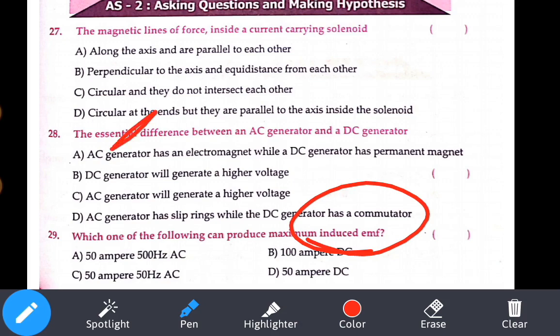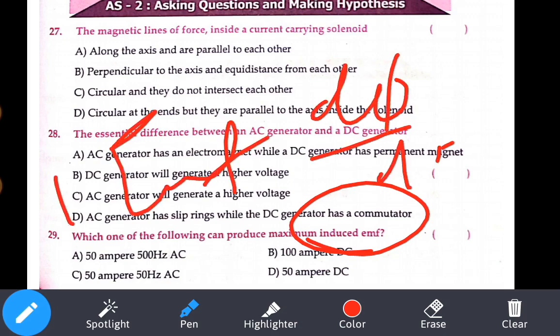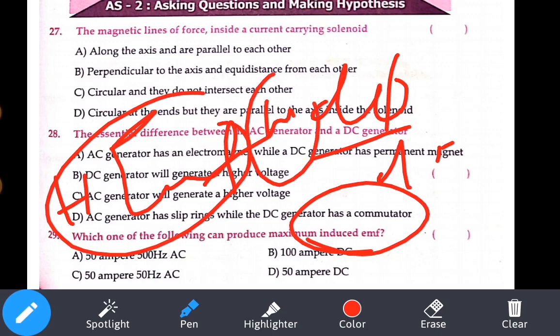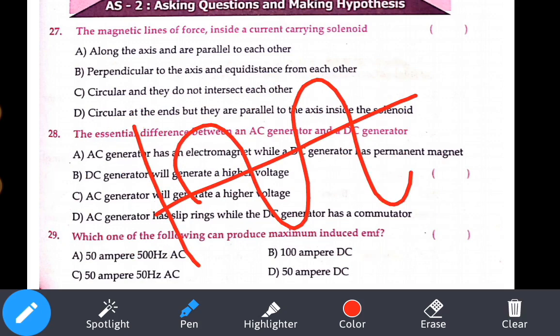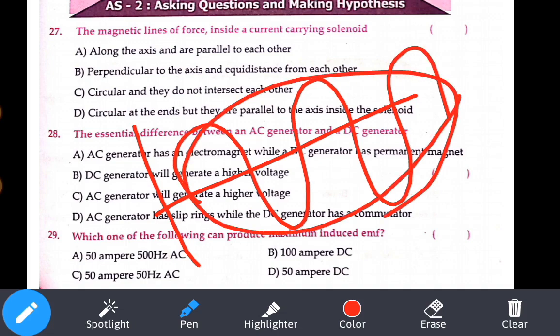EMF will be generated when there is a change in the flux. High EMF will be generated when there is a maximum change in the flux, then maximum EMF will be induced. So change in the flux means what? If you take frequency, frequency is nothing but the number of cycles per second. So when the frequency is changing more, then we can say that more EMF will be induced.